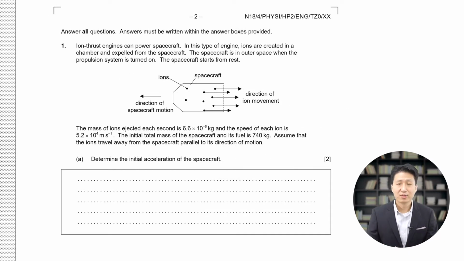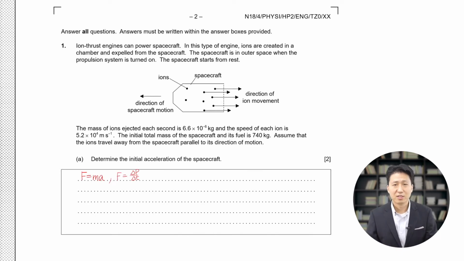This question comes from the 2018 November paper 2 test. I'll give you some time to pause the video and read the question. You can then pause at any time and continue watching the video. Alright, so this question relates to a spacecraft that uses ions as a way to propel itself through space. Question A asks you to determine the initial acceleration of the spacecraft.